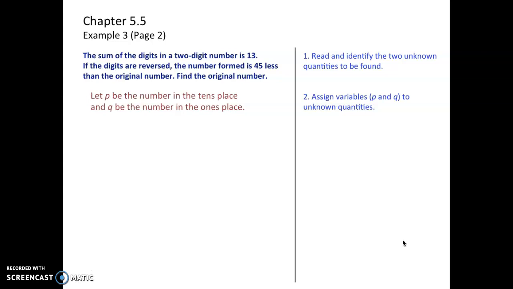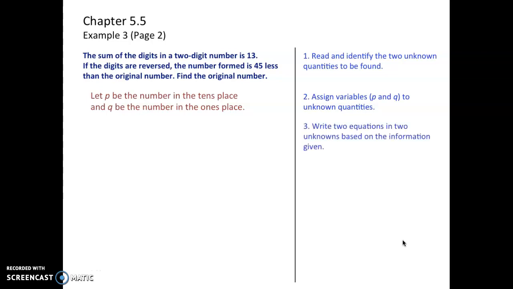So firstly, we want to identify what are the two unknowns that we are supposed to find. To find the original number, we will need to find what are the two different digits that form up the number in the first place. And then we are going to assign variables to these unknown two digits. I'm going to name my two digits P and Q. You can also use X and Y, but in this question, it is given that let P be the number in the tens place and Q be the number in the ones place.